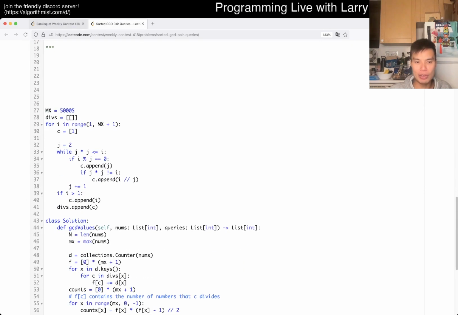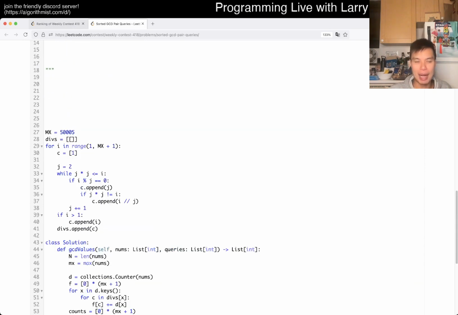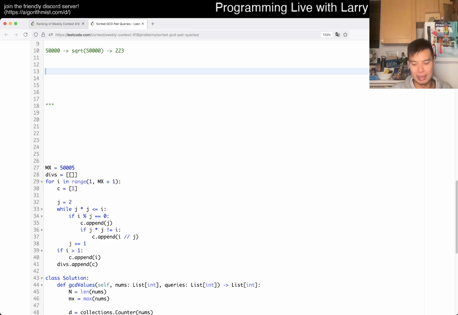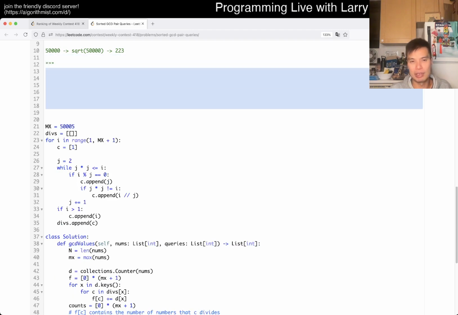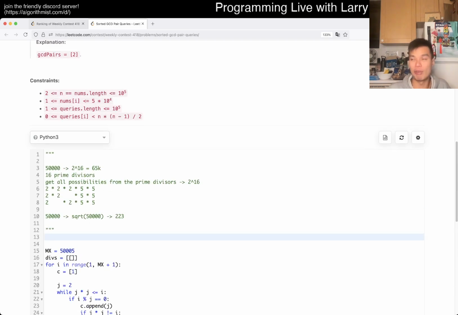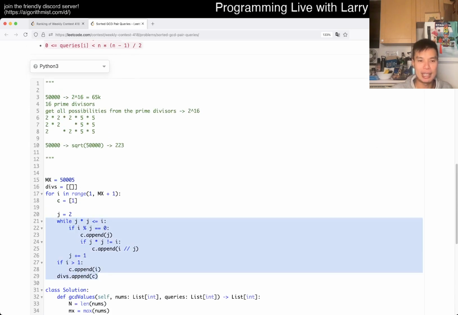So let's go over the code. It's actually not that bad, but I feel like this particular dynamic programming took me a while to realize, because I was trying to get around needing to use inclusion-exclusion just because I didn't know how to do it. But okay, so this part just gets all the divisors, and as we said, I did the max times the square root of max kind of way, which is what we have here.